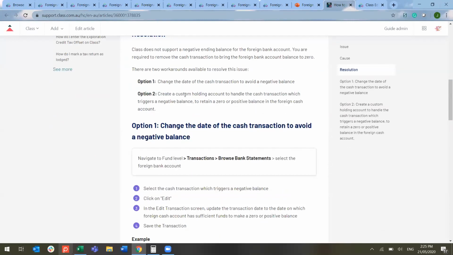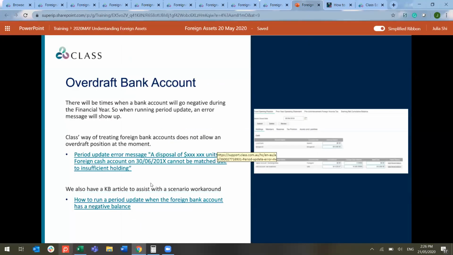The other option was actually given by one of our customers, and we find it really good. You use a custom holding account to hold this particular cash out transaction until the foreign bank account goes to 0 or positive, when you have more cash in transactions to cover the cash out transactions. This way you can continue to process your period updates and finalize accounts. But my understanding is it would be really good if we do allow these foreign bank accounts to go negative.